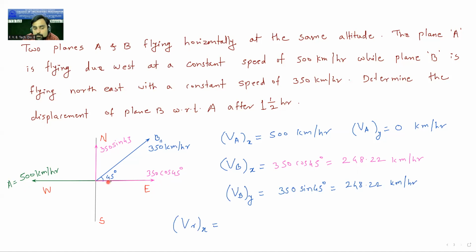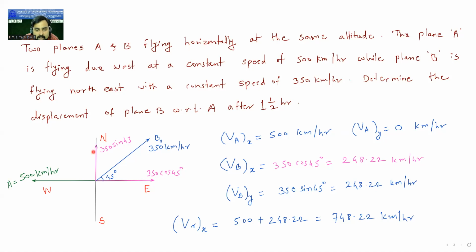If they are moving in opposite directions, should we add or subtract for the relative velocity? We should add. So the relative velocity in x direction will be 500 plus 248.22. What is the answer? 748.22. Is that correct? Kilometer per hour. Now similarly, calculate the resultant velocity in y direction.